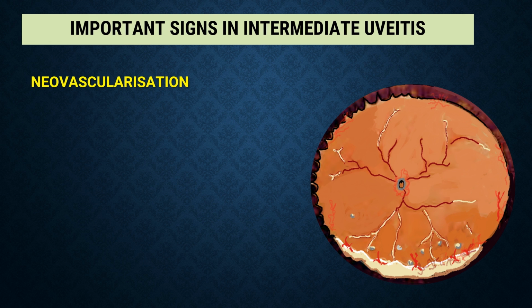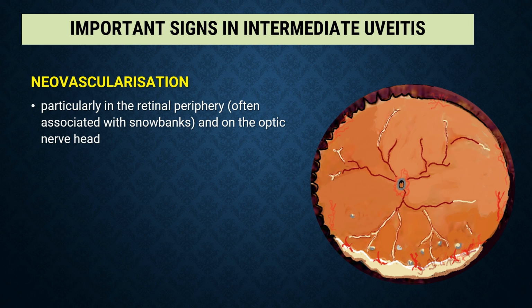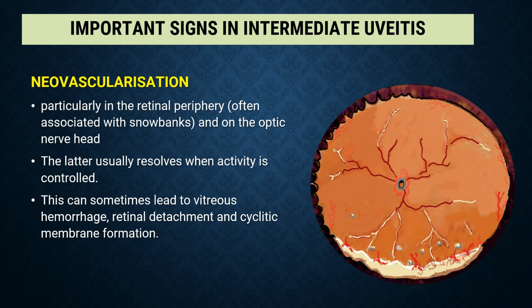So we already discussed neovascularization. We know that neovascularization can develop in the areas of snow banking, and it can also develop on the optic nerve head. Obviously, if it develops on the optic nerve head, it indicates that there's a lot of inflammation and a lot of ischemia going on. When you control the inflammation, the neovascularization on the disc starts resolving. Wherever there are new vessels, there is a danger that they can bleed.